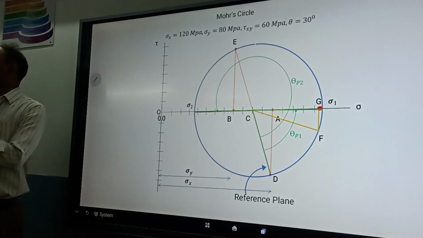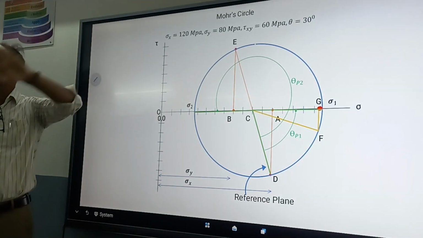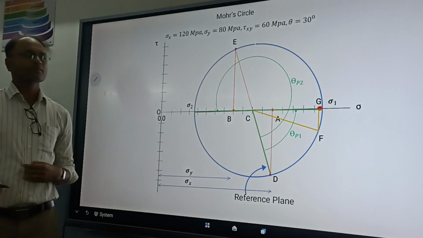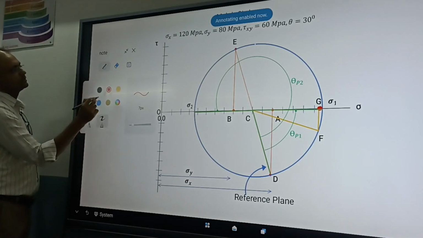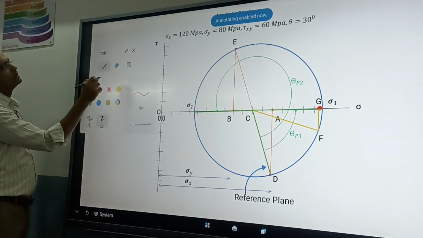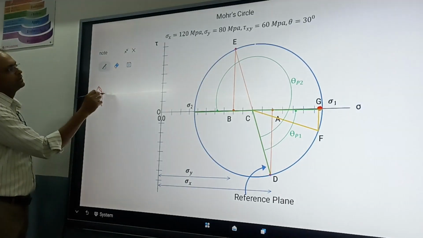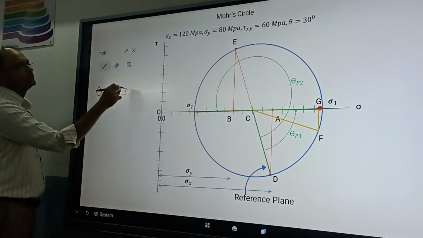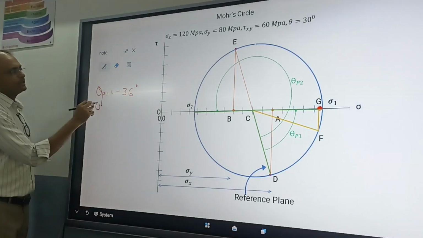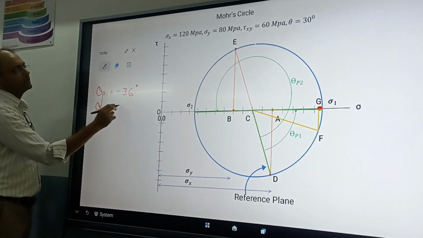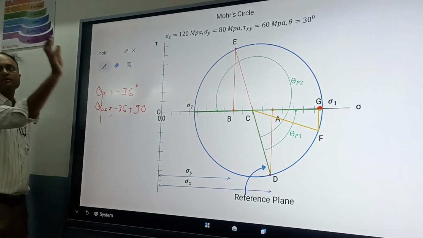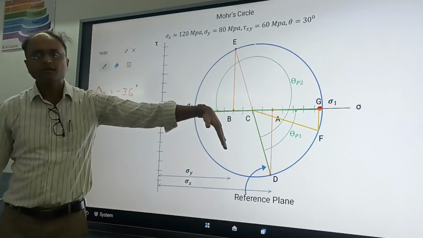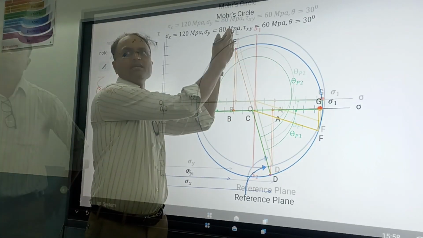Now where will theta P2 be? No need to measure. Can someone tell theta P2? If theta P1 is equal to minus 36, theta P2 will be minus 36 plus 90. We measure positive on this side.